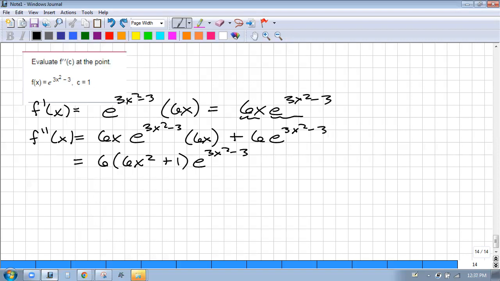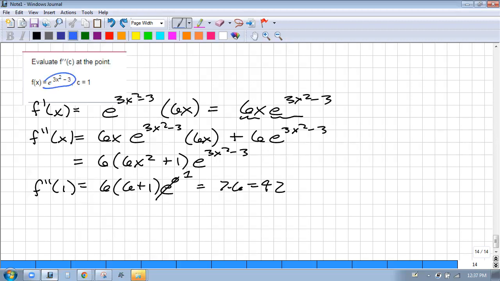So f double prime at 1 would be 6 times (6 plus 1) times e to the 3 minus 3, and 3 minus 3 is 0. That's just 1. So this would be 7 times 6, or 42, right? We're just replacing x with the number 1. This would be e to the 0, and anything to the 0 power is 1. Am I going too fast? Yes? Okay, we'll slow down.